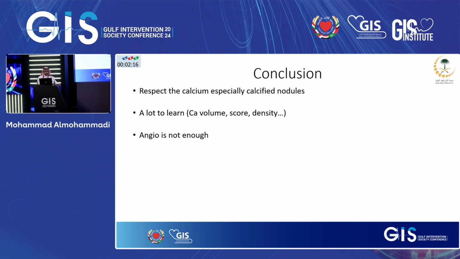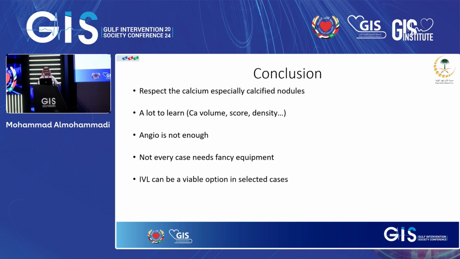We cannot highlight this anymore, that angio is not enough. And I'm not advocating here that all these fancy devices have to be used. NC and conventional angioplasty could be enough, but I think in some selected cases we have to be more careful and have a better plan for the case. IVL, as everyone discussed, could be a viable option even in the calcified nodule, and definitely do not aim for perfection. Thank you.